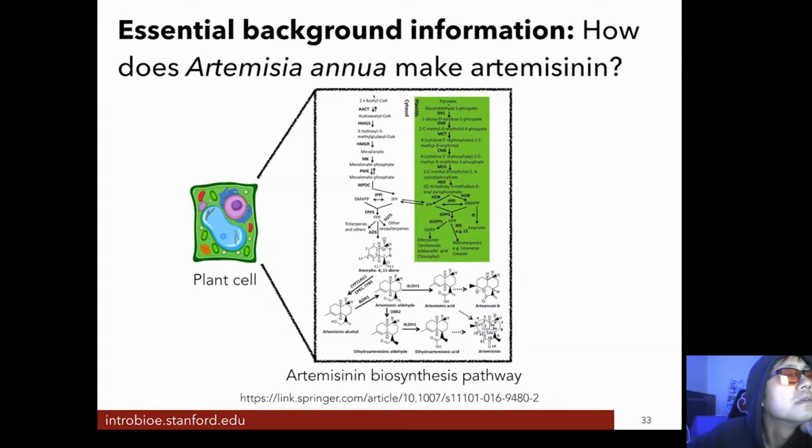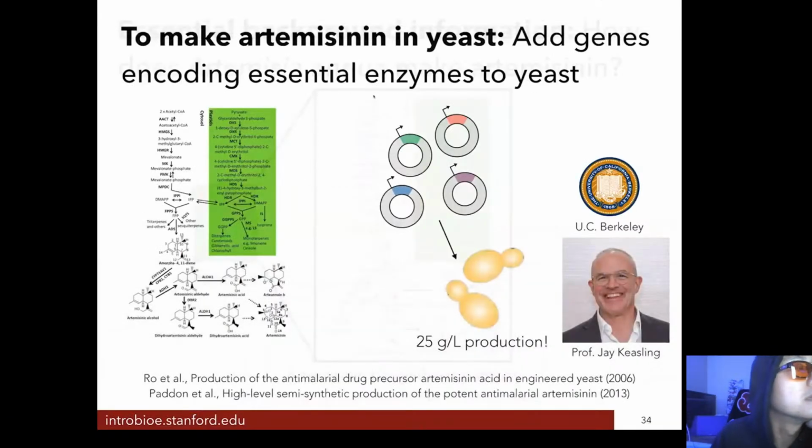And what you'll notice on this slide is that there are a lot of steps to go from acetyl-CoA to artemisinin, and a lot of genes that do those chemical reactions. So it's not going to be an easy feat to try to move all of these genes from this plant into yeast. But there's a researcher at Berkeley who really wants to try. So Professor Jay Keasling at UC Berkeley initiates a project in his lab to express all of the enzymes necessary for artemisinin production in yeast.